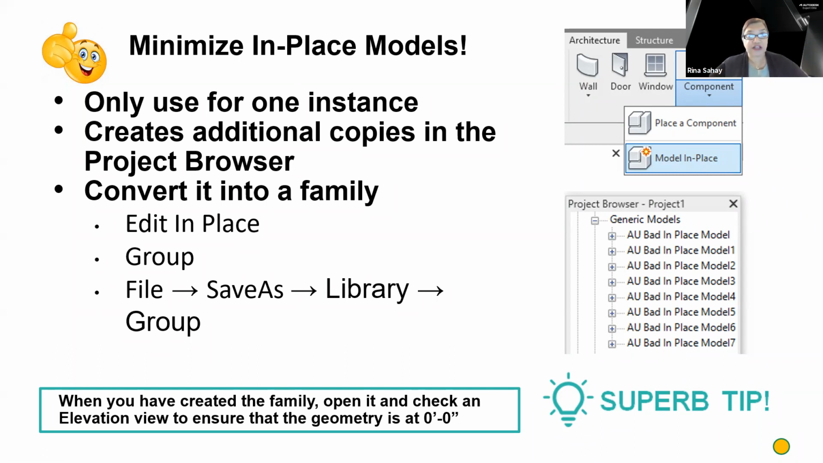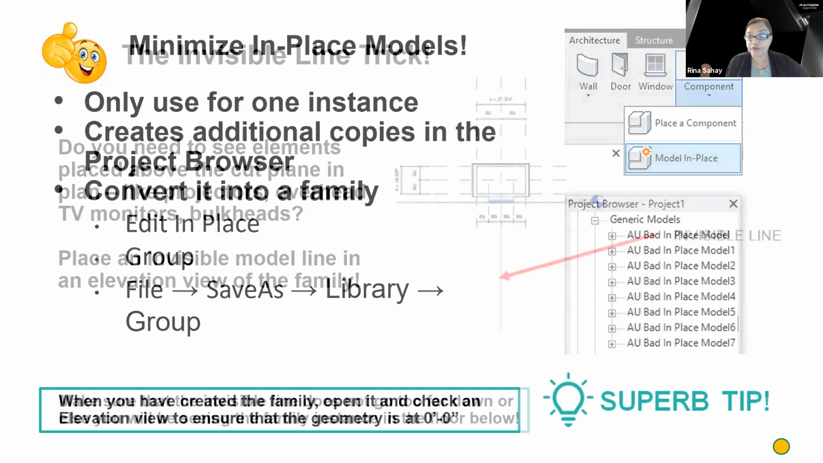When I create an in-place model and convert that into a family, that geometry in the family is going to be sitting up there at 100, which means that when I try to place the family in my model, it's going to be flying 100 feet above the desired level. Open up the family, make sure that geometry is sitting right down below at 0, 0.